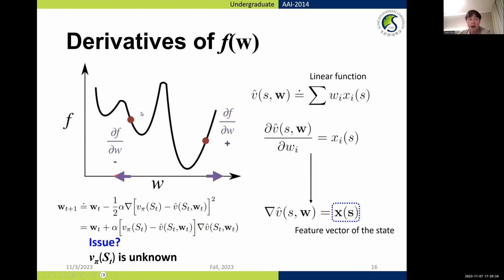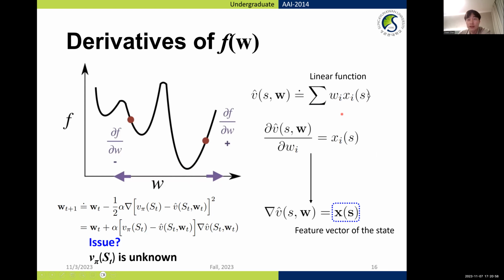If you look at this figure, the derivatives of f(w): if it becomes positive, it's moving towards the right hand side. If it becomes negative, it's moving towards the left hand side. So our goal is to move this partial derivative to the local or global minimum points.